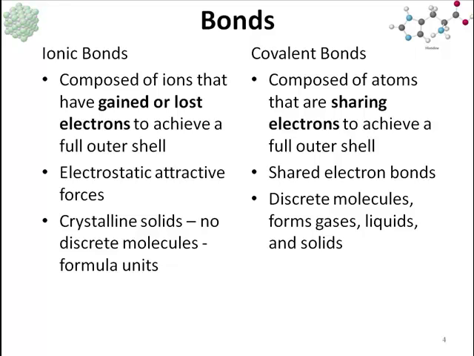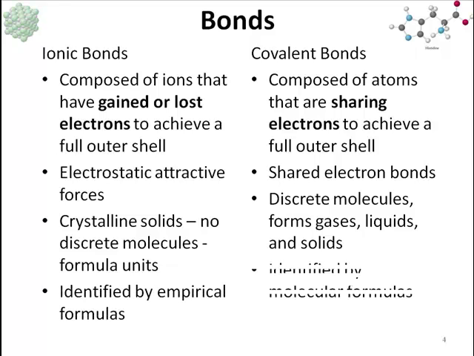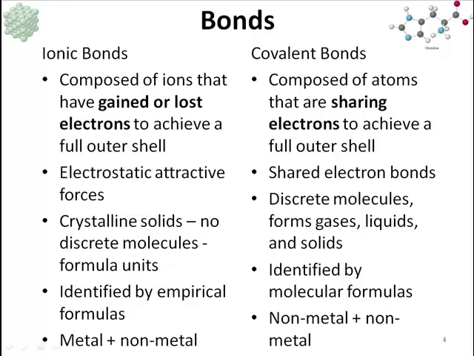Over here, covalent bonds usually have discrete molecules, gases, liquids, and solids. You could have glucose, for example, C6H12O6, or water, H2O. Those are both covalently bonded molecules, and they have specific units. Ionic bonds are always written as their empirical formula. And covalent bonds are identified by their molecular formulas.